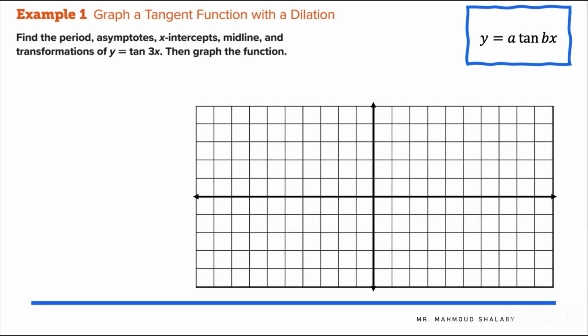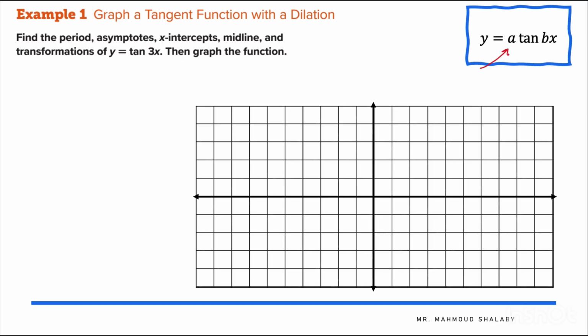As you can see, shabab, here he will ask you to find the period, asymptote, x-intercept, midline, and transformations of y equals tan 3x, then graph the function. Before we start, we have this form of the tan function. We have more than one form, but this is the one we will be using, because all the questions here are not moving right, left, up, or down, which means there is no vertical shift. However, we will have a change of the period here, so we'll see this in a minute.